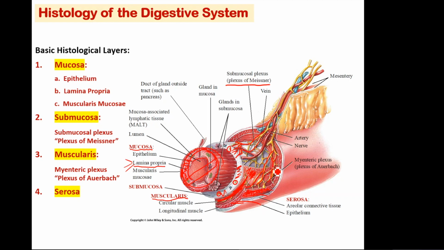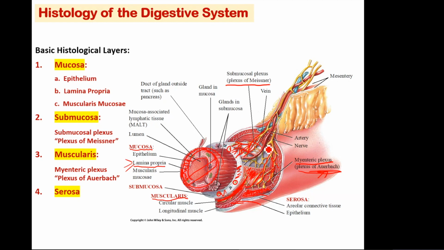This is another nerve plexus, other than the submucosal plexus, between the two layers, and it's known as the myenteric plexus, or plexus of Auerbach, the scientist who discovered these plexuses. Now, somebody can say, okay, what's the difference between the plexus of Meissner, or submucosal plexus, and the myenteric plexus?